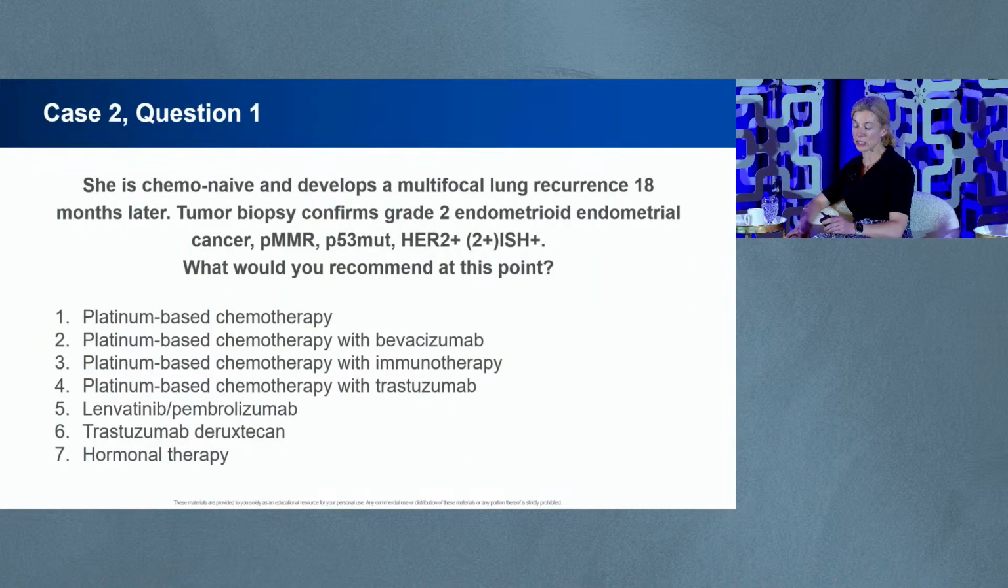Okay, so back to the patient. She is now chemo naive again. She develops a multifocal lung recurrence. Tumor biopsy is now pMMR, so mismatch repair proficient. She is P53 mutated, HER2 2+ still. What would you recommend at this point?